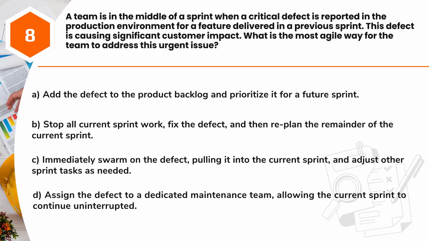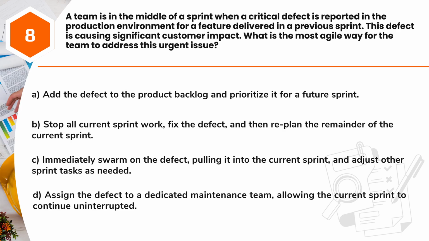Question 8. A team is in the middle of a sprint when a critical defect is reported in the production environment for a feature delivered in a previous sprint. This defect is causing significant customer impact. What is the most agile way for the team to address this urgent issue?